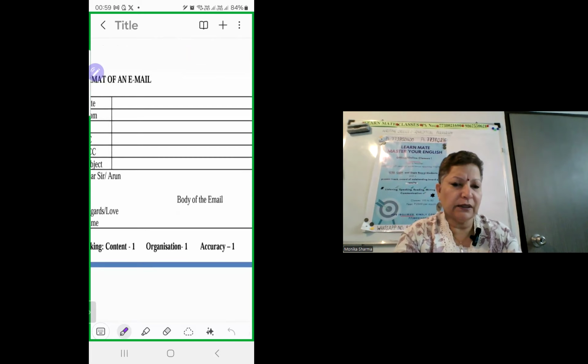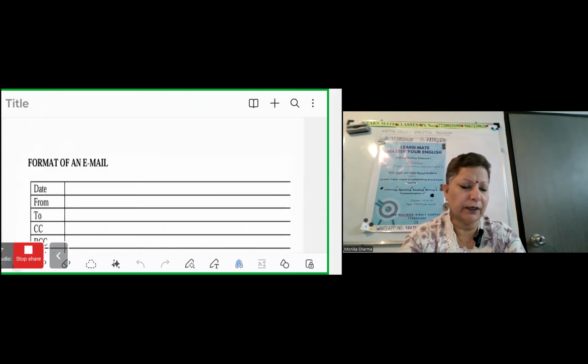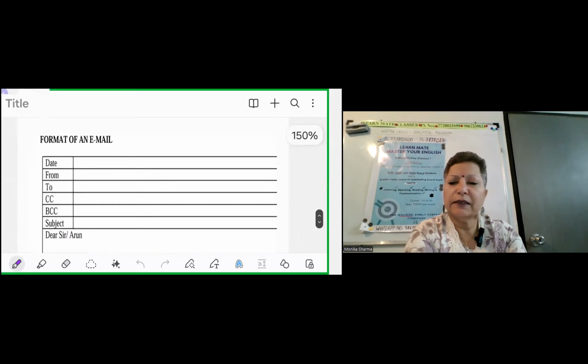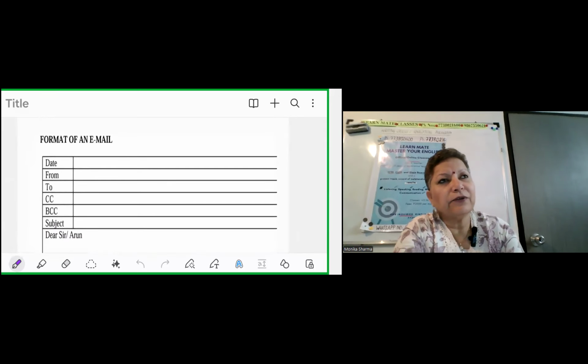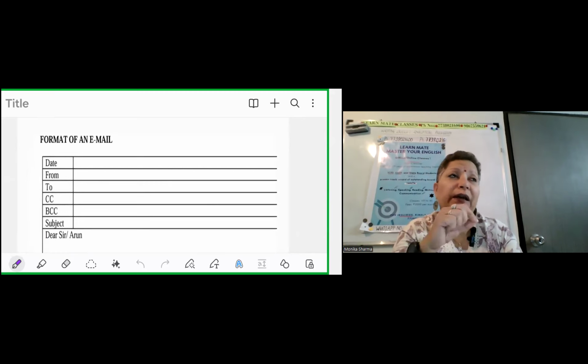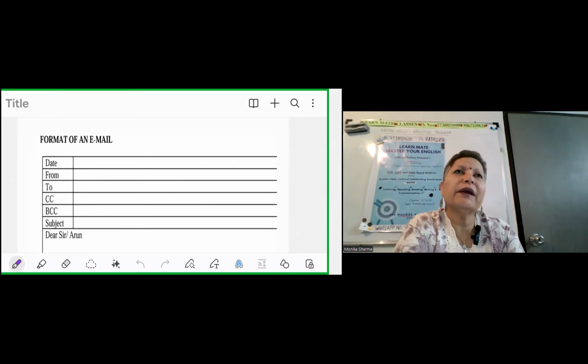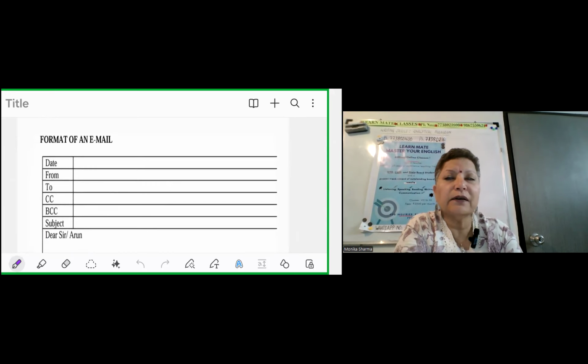Now, if I bring the background, it should be better. So the first thing that you need to write is a date. We do not write it as 2010, 2023. I have to write the date, the 20th of October, 2023. I will be writing it as 20th Oct, comma 2023, or I may write it as October 20, comma 2023. I am not going to write 20 10 2023. That format is not accepted.